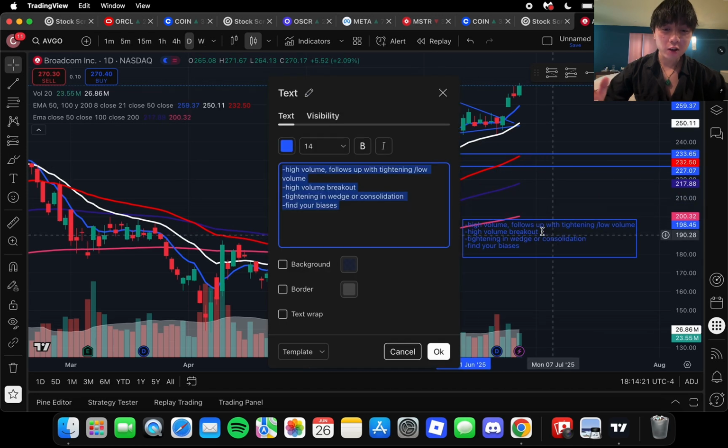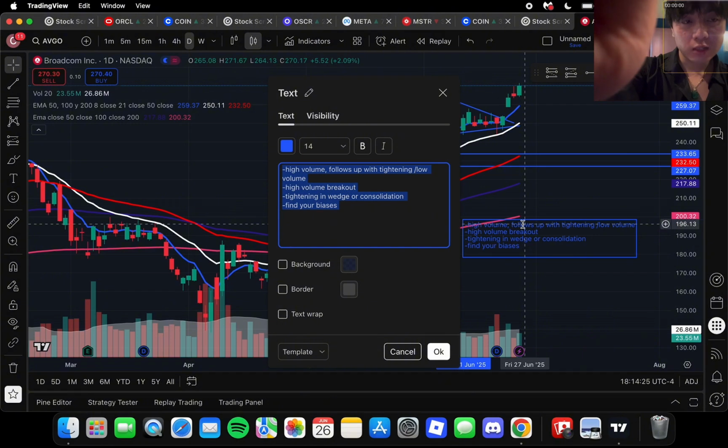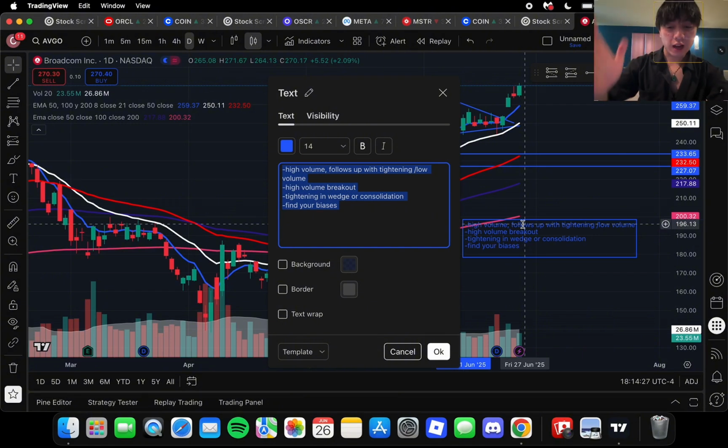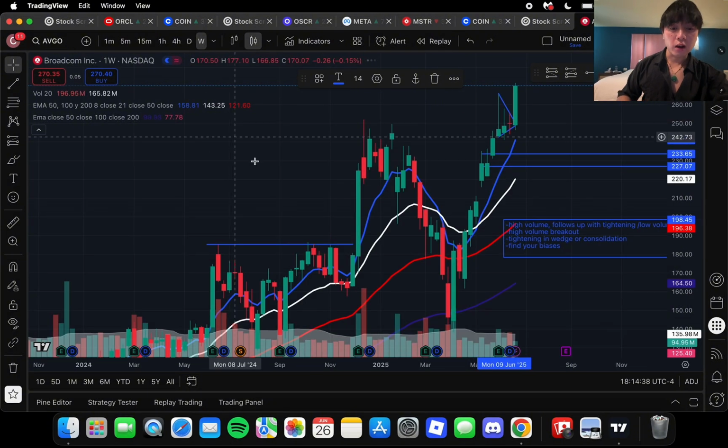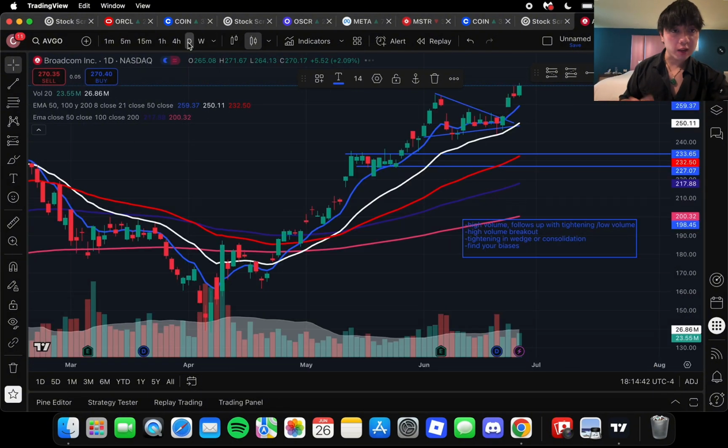You guys want high volume followed by tightening or low volume, and then you also want high volume breakouts, tightening and wedge, or consolidations, and then you also want to find your buys. To find your buys for swings, you would look at the daily and the weekly, and right here is a bullish trend, so you want to play bullish breakouts.